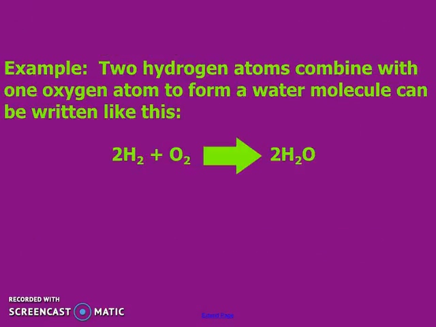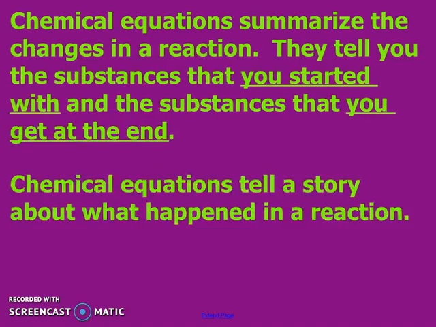Another example would be two hydrogen atoms combining with one oxygen atom to form a water molecule. So we have our 2H2, we have O2, and that is turning into 2H2O. So it's just a quick way of writing what happened. Chemical equations are going to summarize those changes in that reaction. They're going to tell you what you start with and what you get at the end.